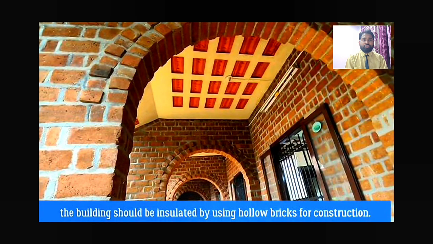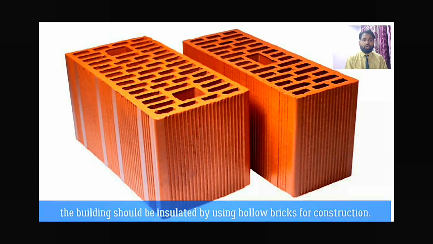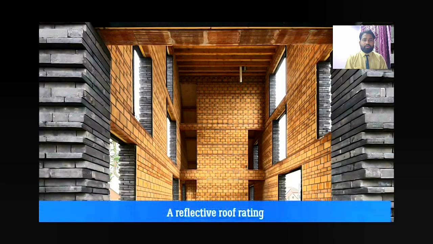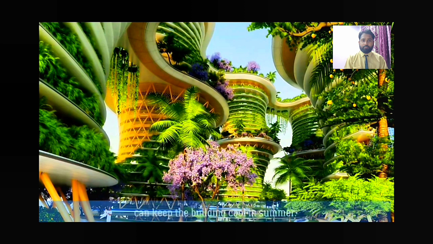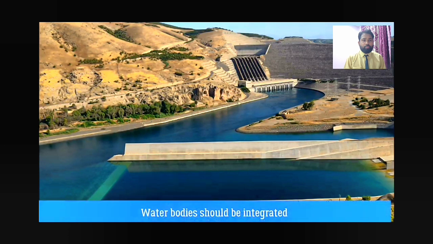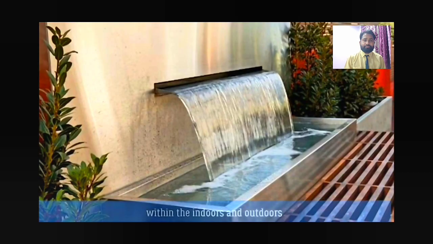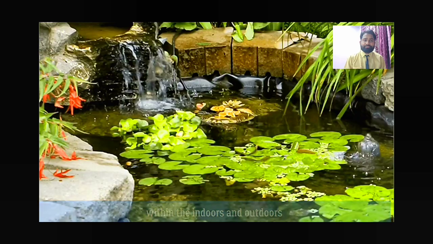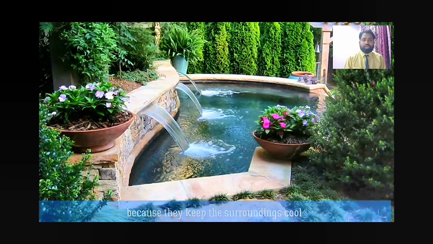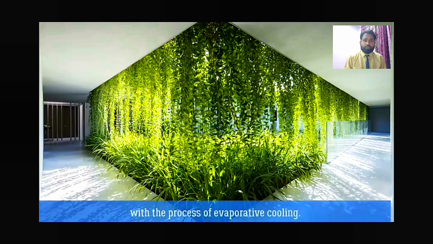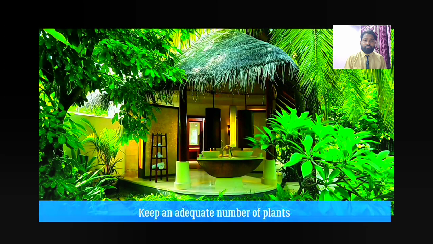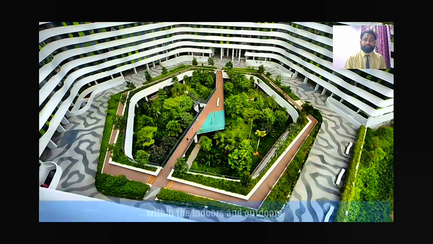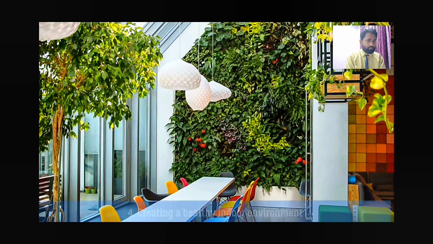the building should be insulated by using hollow bricks for construction. A reflective roof rating or a roof garden can keep the building cool in summer. Water bodies should be integrated within the indoors and outdoors because they keep the surroundings cool with the process of evaporative cooling. Keep an adequate number of plants within the indoors and outdoors.